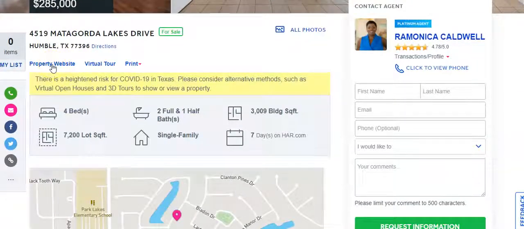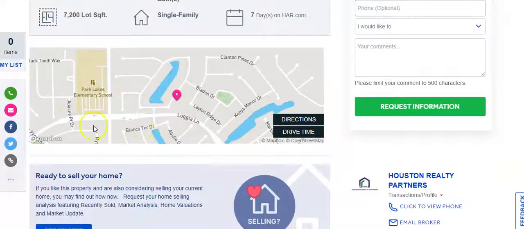If you click here, this will take you to the property website, a virtual tour if there has been one uploaded, and any prints that are available for the property. It gives you information about how many bedrooms, baths, the total square footage, how long the property has been on HAR, if it's a single family home, and the lot size. It'll give you a map so that you can see what the area looks like. You have directions, you have drive time, tells you if there's an elementary school nearby, gives you an idea of where the home is located.